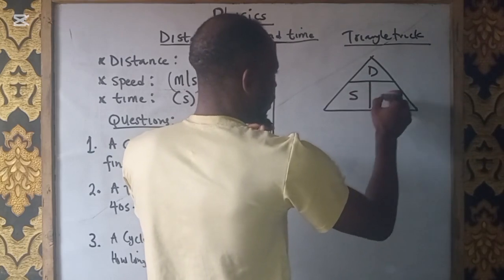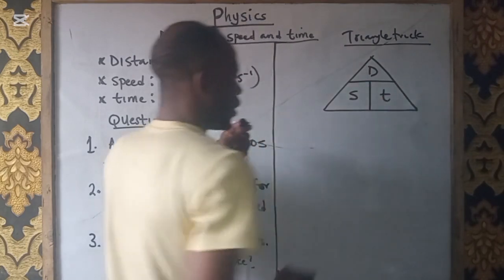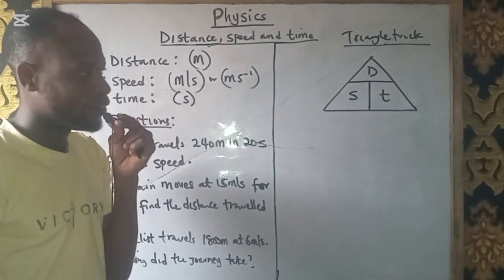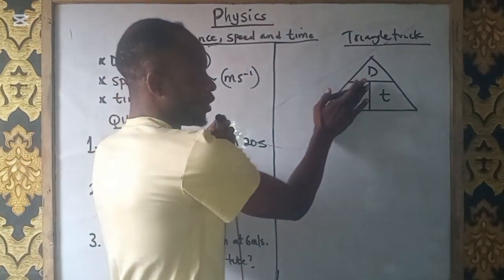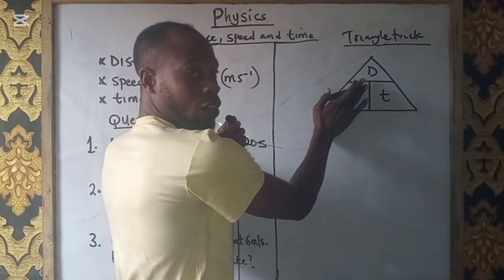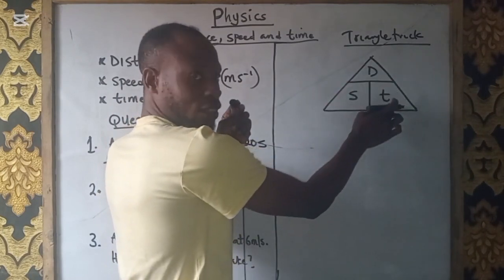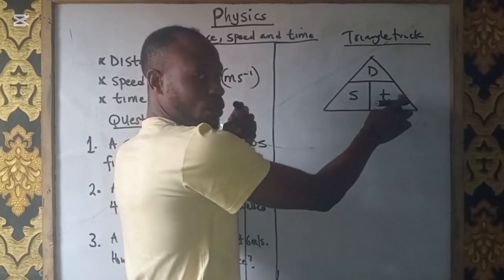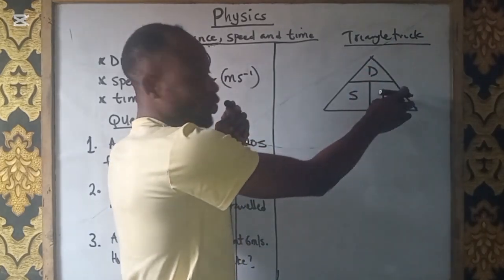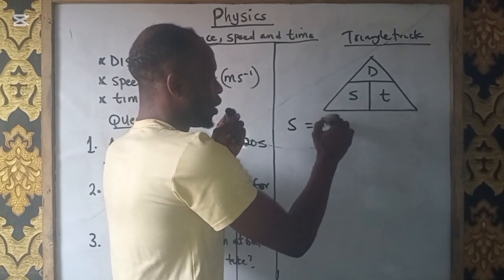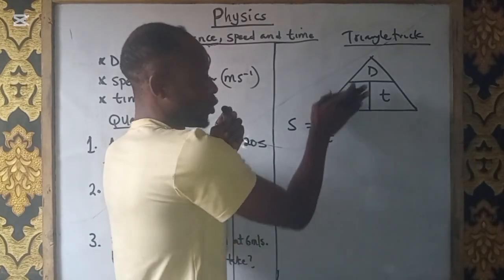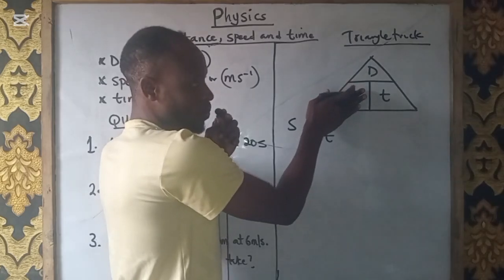Distance, speed, and time. Now, suppose I want to find speed. You cover speed. When you cover speed, what do you have left? Distance over what? Time. Because distance is up, time is below. So that means numerator and denominator. So the formula for speed will be what? Distance over time. That's how it works. Okay?